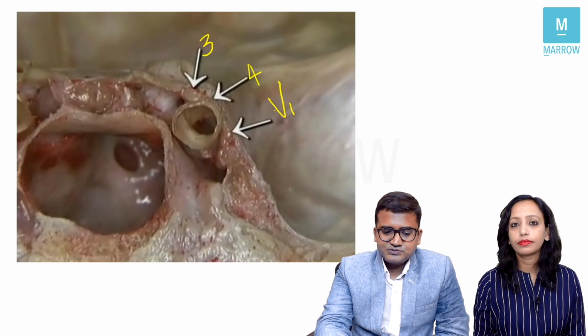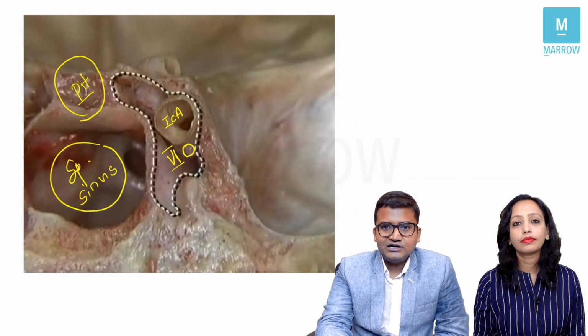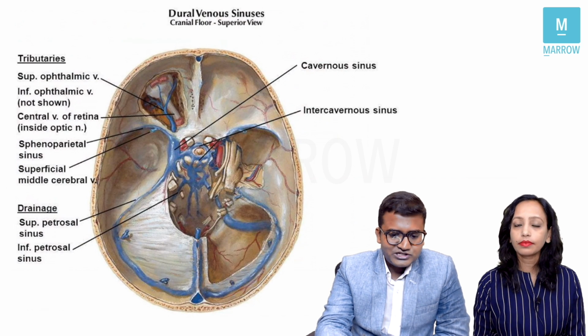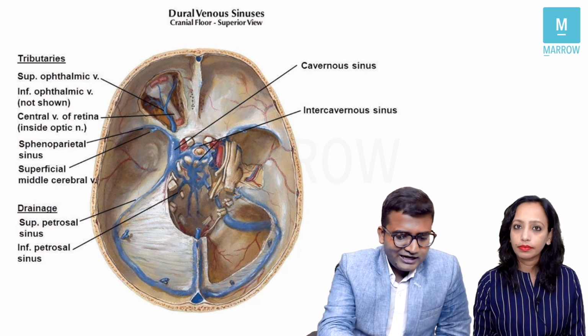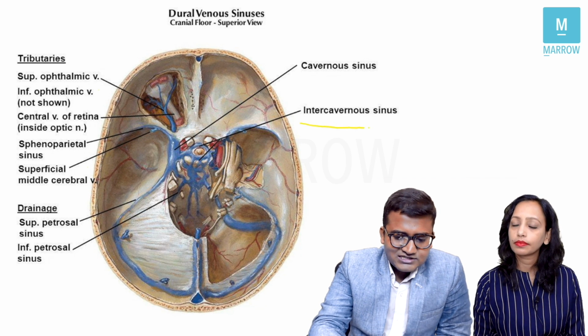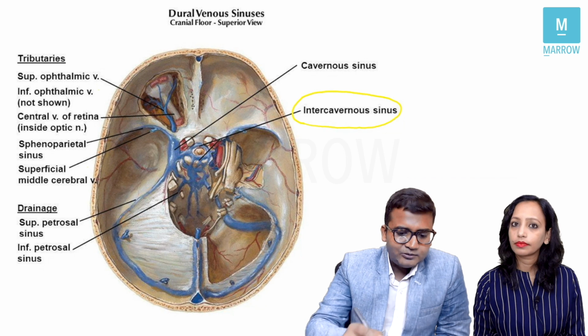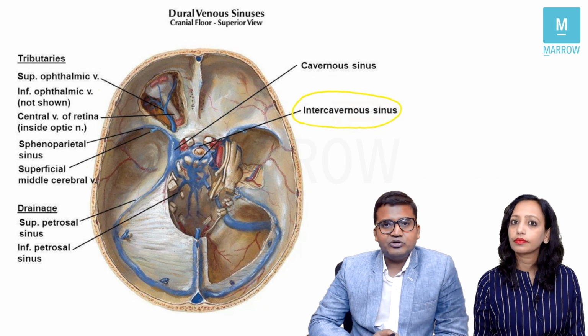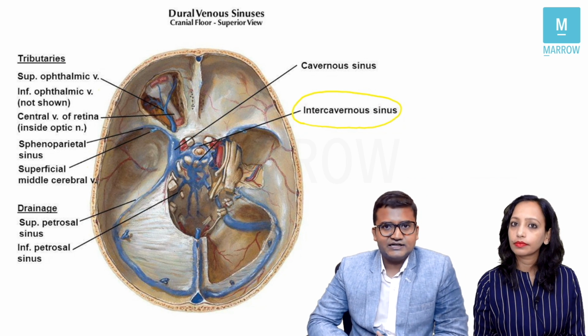Now, what are the structures passing through the cavernous sinus? Internal carotid artery and the abducent nerve. And please remember the tributaries also: superior ophthalmic vein, inferior ophthalmic vein, central vein of retina, sphenoparietal sinus, superficial middle cerebral vein. And please remember the intercavernous sinus. We have two, the anterior and posterior intercavernous sinus, that communicate the cavernous sinus of either side.